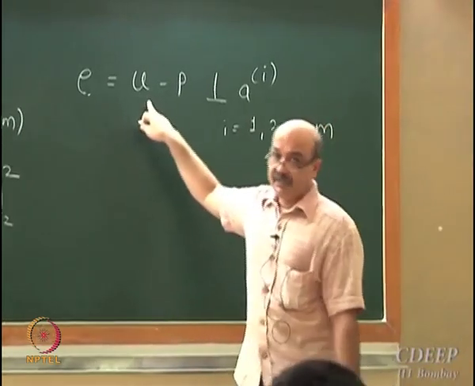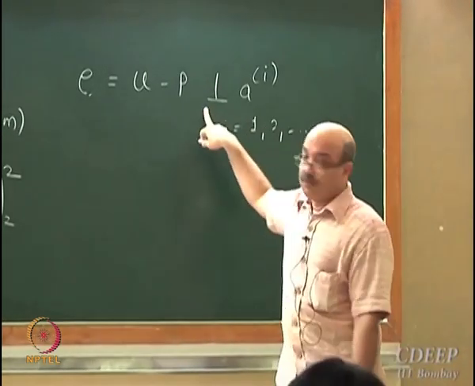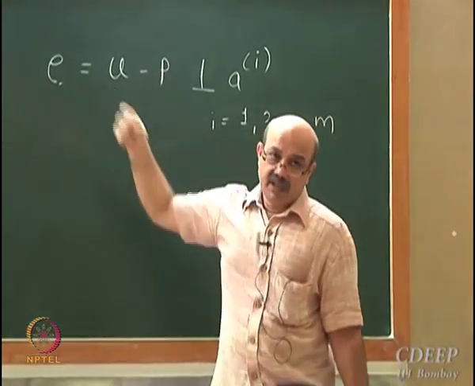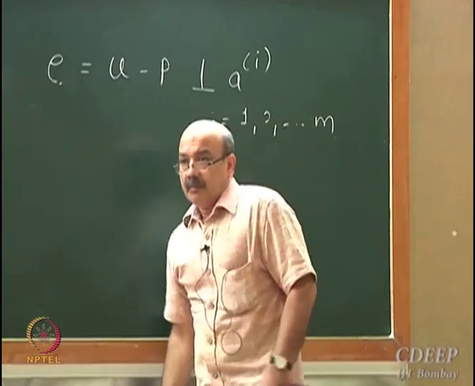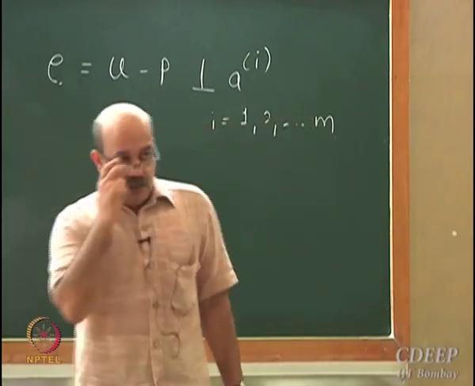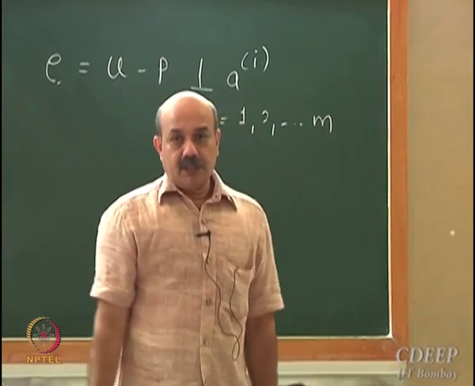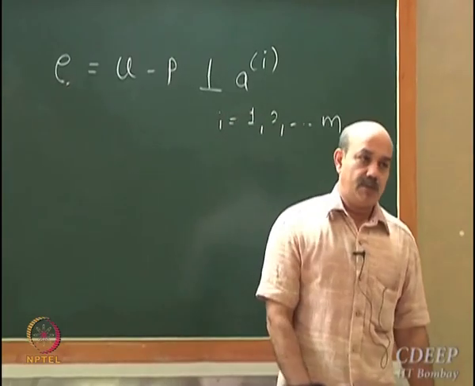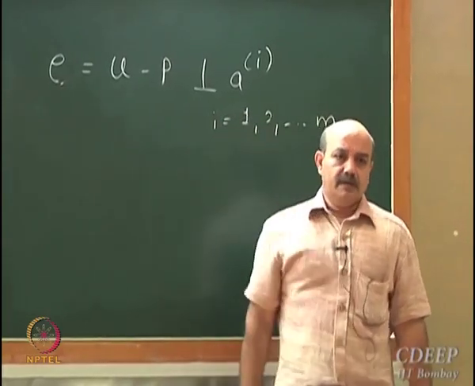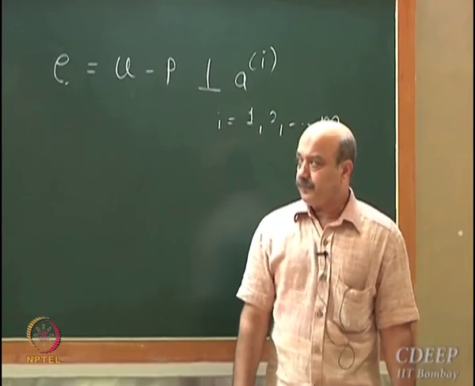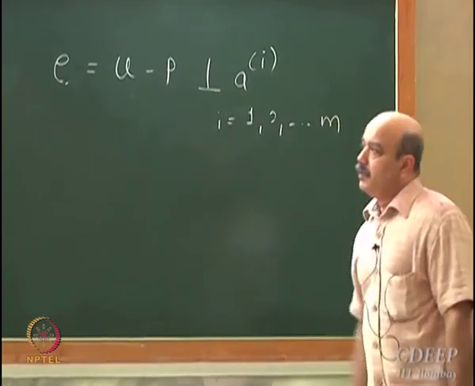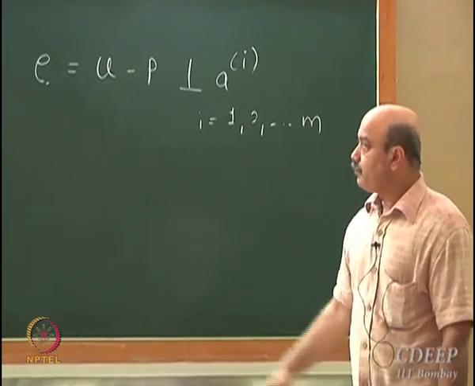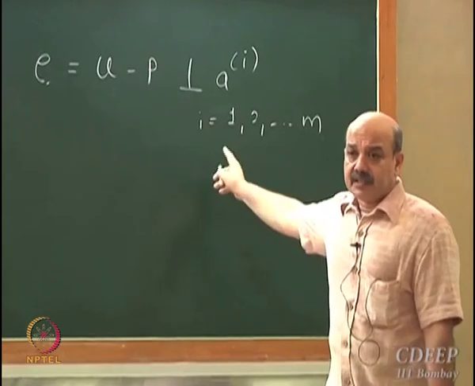This error between the original vector and the projection is orthogonal. Remember that orthogonality can be used only in an inner product space or a Hilbert space, and that's why we work with the two norm or least square approximations. That's why least square approximations are so popular, because you can use orthogonality ideas. So this is the basic idea.